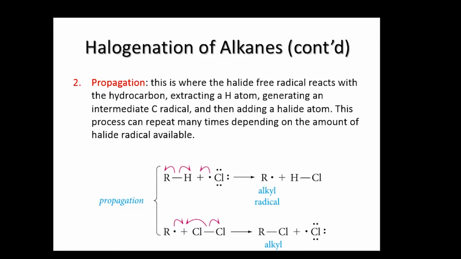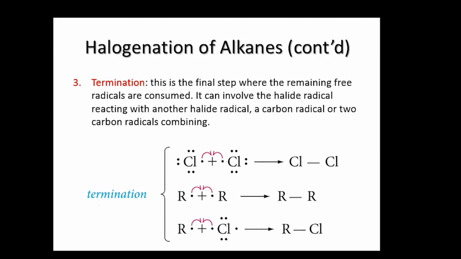The second step in the propagation is the alkyl radical reacting now with another Cl2. That again is going to split homolytically, which is one electron to each chlorine, to form our alkyl chloride and another chlorine radical. And that chlorine radical now can continue to produce other radicals. The final step of this is termination.